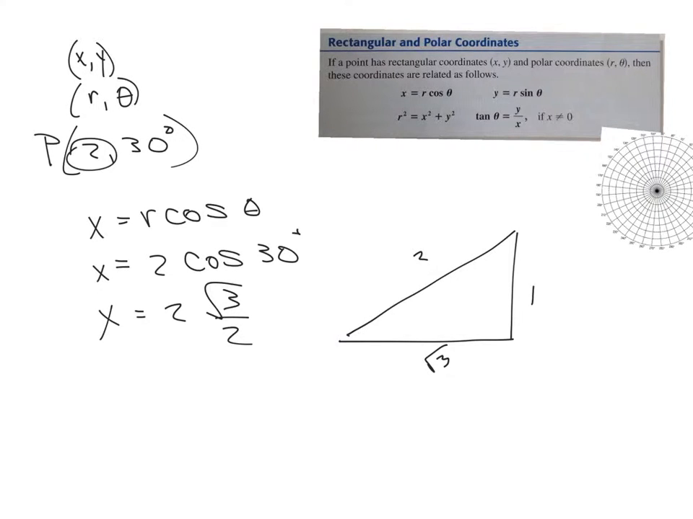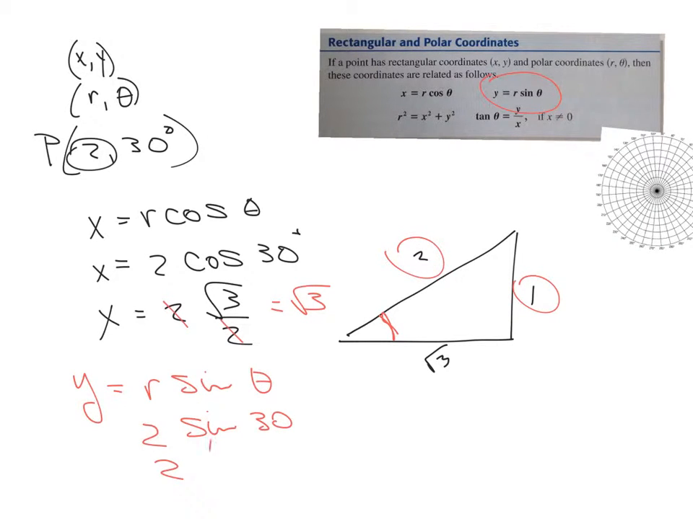Those cancel, so my x is the square root of 3. My y then is right here, r sine of theta, or 2 sine of 30 degrees. Sine of 30 is going to be opposite over hypotenuse, so that's just going to be 1/2, which times 2 equals 1. So my x value is square root of 3, and my y value is 1. Alright, so those are my rectangular coordinates: square root of 3, 1.